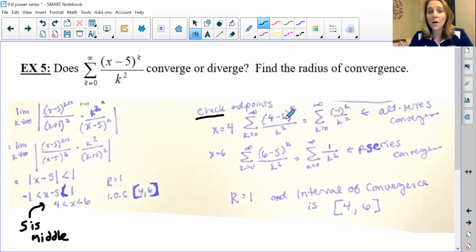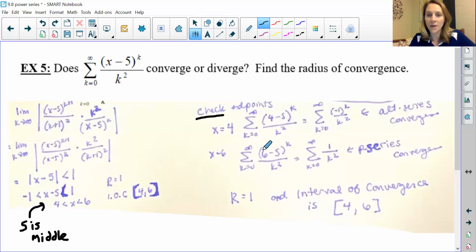So when I plug in 4, that gives us a -1 to the k on top over k squared, and hey, that's an alternating series. And we can see that that one's going to converge with our same scenario, right? We have to make sure that the limit as k approaches infinity equals 0, which it will. And we can see that it's going to continuously decrease, because if I do a k plus 1 down here, we can see, yep, that will be a smaller number. All right, so 4, you get to be included.